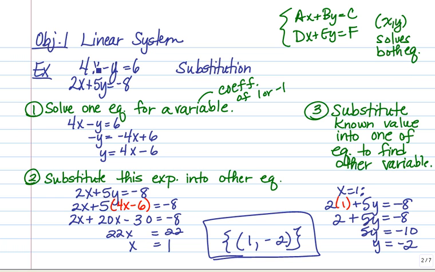So if we say 4 times 1 minus a negative 2 would really be 4 plus 2, which is 6, so that checks. 2 times 1 is 2, plus 5 times negative 2 is negative 10, so 2 minus 10 is negative 8. So it satisfies both equations, so we know we've done it correctly.